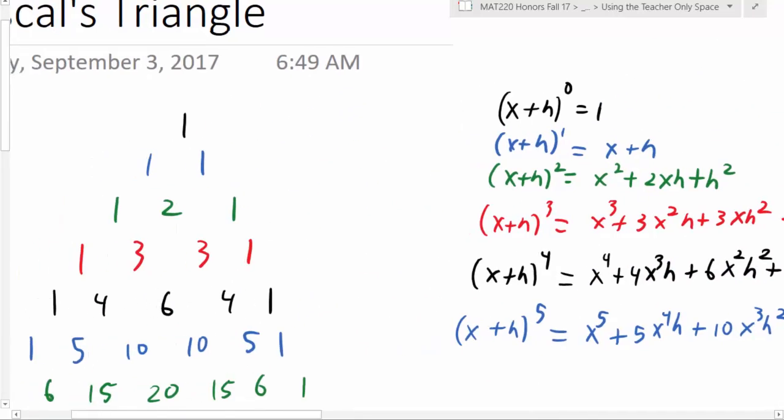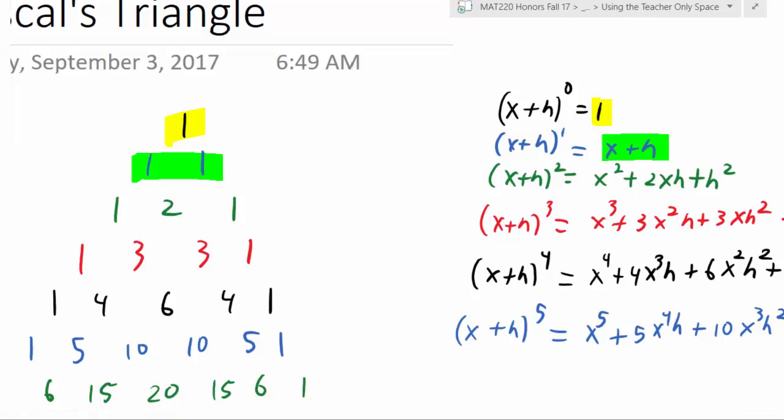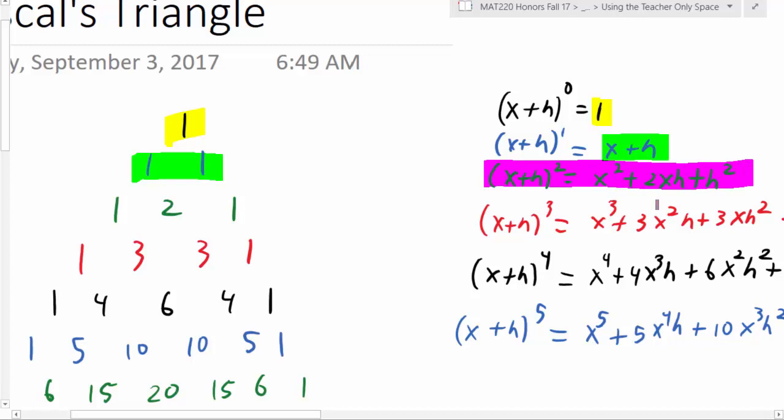Now, how do we use it? In calculus, one thing we can use it for is expanding binomials rapidly. Please note that the x plus h to the 0, I'm hoping no one will ever do in calculus. But notice 1 equals 1. Next, the next line, x plus h to the first, x plus h, 1, 1 in the triangle. How does the triangle help us? Well, it may not be totally obvious yet. Let's go one more row. x plus h squared is x squared plus 2xh plus h squared, 1, 2, 1.